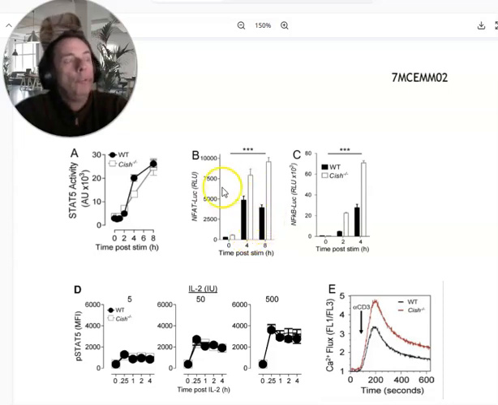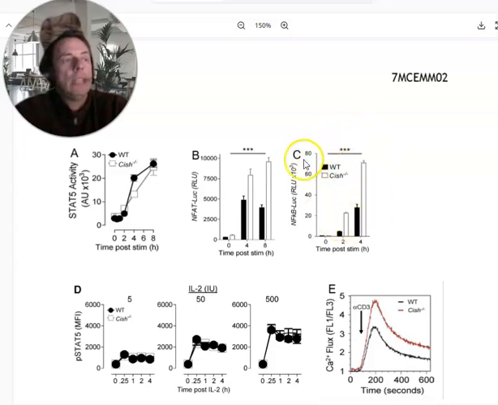Move on to panel B, please. Now this one reveals a clear increase in NFAT transcriptional activity in Cish deficient cells. Look at the white bars, both in magnitude and duration. NFAT is a critical transcription factor activated by TCR signaling and calcium flux.